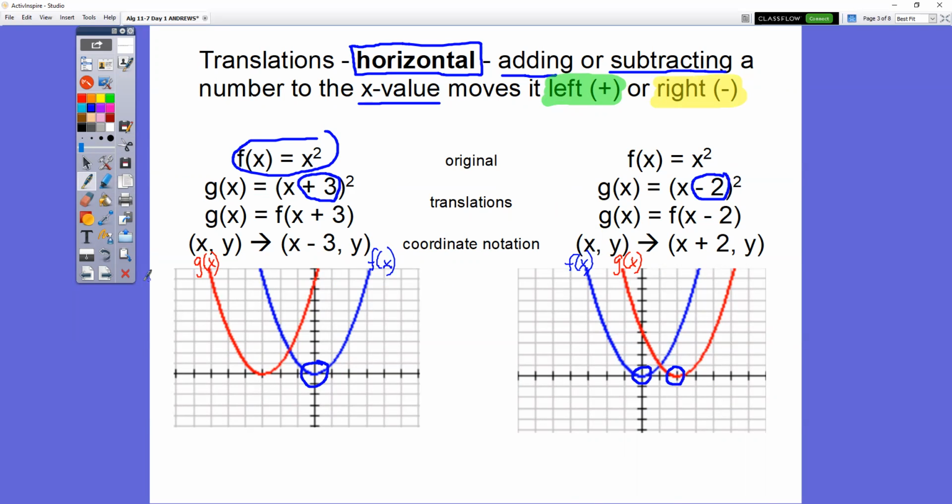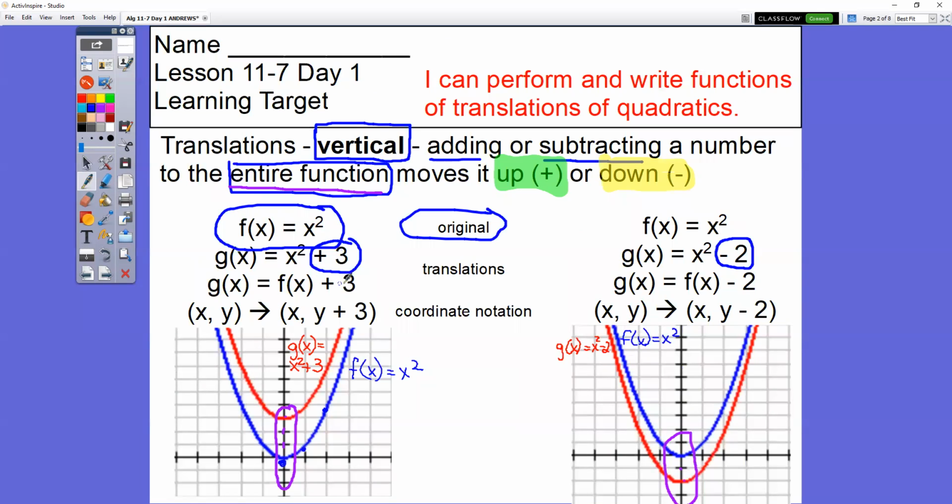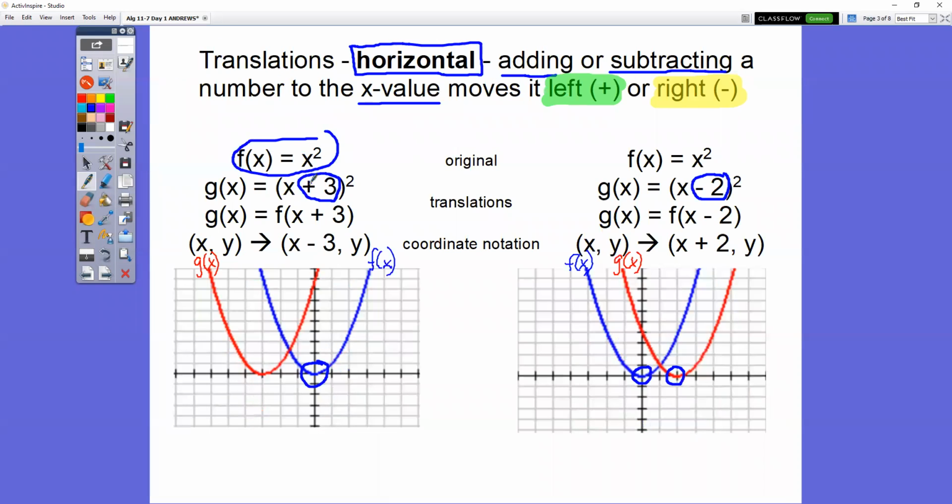So adding it to the entire thing by putting it at the end, our plus or minus sign, that moves it up or down, adding going up, subtracting going down. If it's just to the x, if we add it, it goes to the left. If we subtract it, it goes to the right. Now, you could actually go through and graph these things if you wanted to.